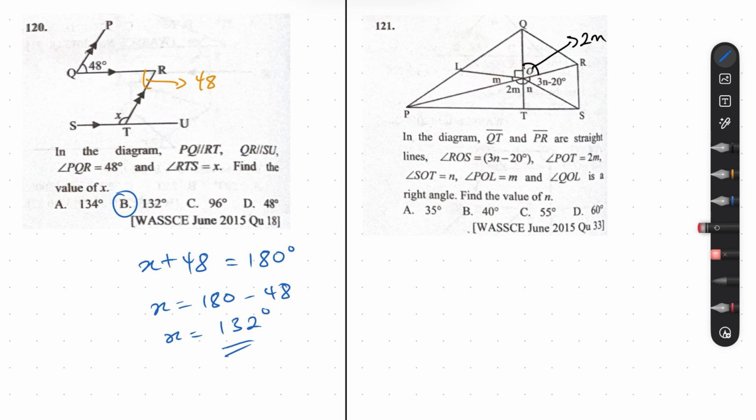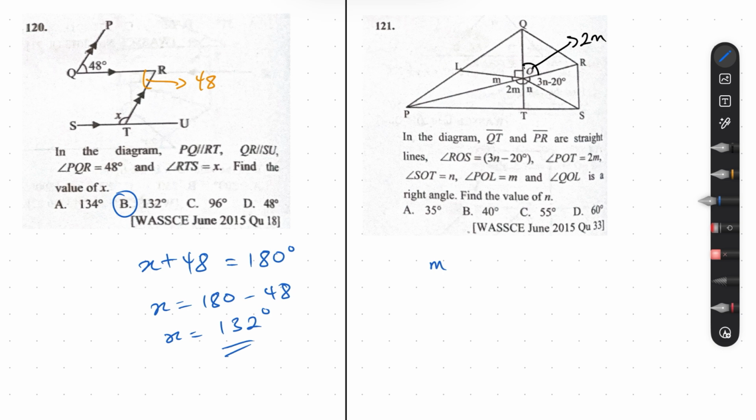How? Because we know that this angle is a right angle. We've been told in the question, angle QOL is a right angle. That means it is 90. Right angle means 90. So the sum of angles on this straight line would add up to 180. So 2M plus 90 plus M should give us 180. Cool. All right, so let's do that.